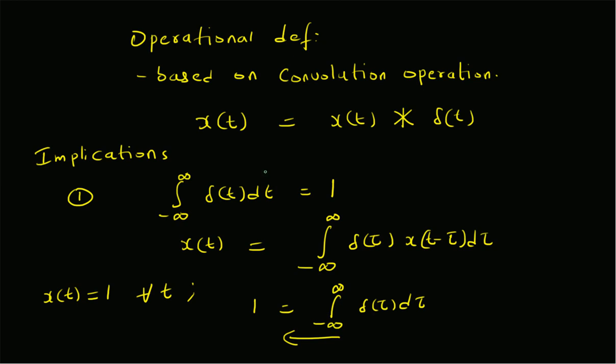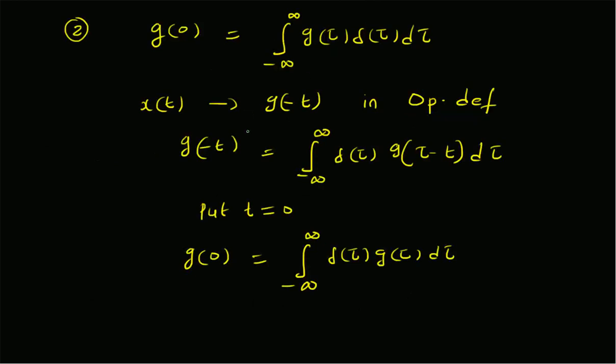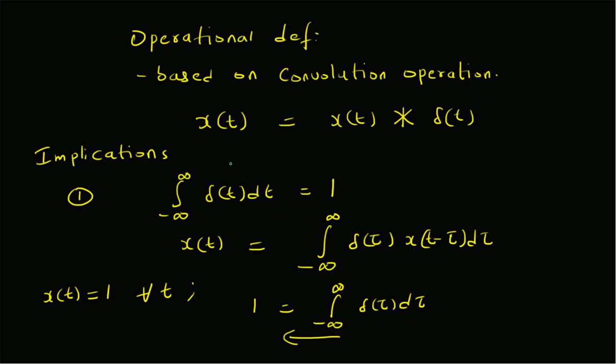To overcome this problem, we have an operational definition for the impulse signal, given by x of t equal to x of t convolved with the impulse signal. Because of this, there are two implications. The first is that the area under the impulse signal is equal to 1. The second is that for any signal g of t, the value g of 0 is given by the integral from minus infinity to plus infinity of g of tau delta of tau d tau. Therefore, in the analysis of LTI systems, we use this operational definition for the impulse signal.